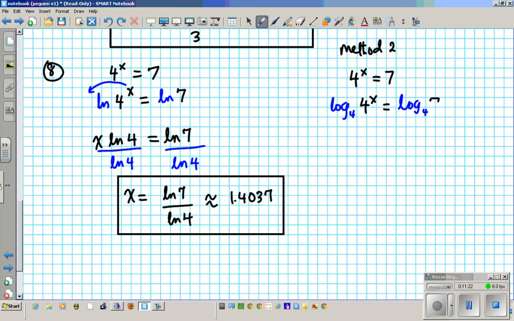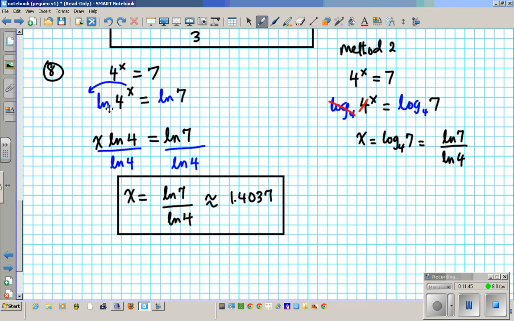Alright, and then on the left side, these two cancel out. Bam, bam. And you have x equals log base 4 of 7. Remember the change of base formula we just went over? This is the same thing as you take the top, ln of 7, over, and you take the base and put on the bottom, ln of 4. That's exactly what we have here, okay?